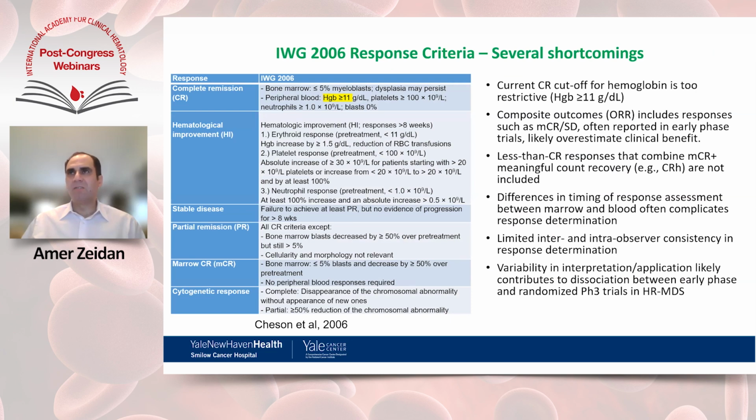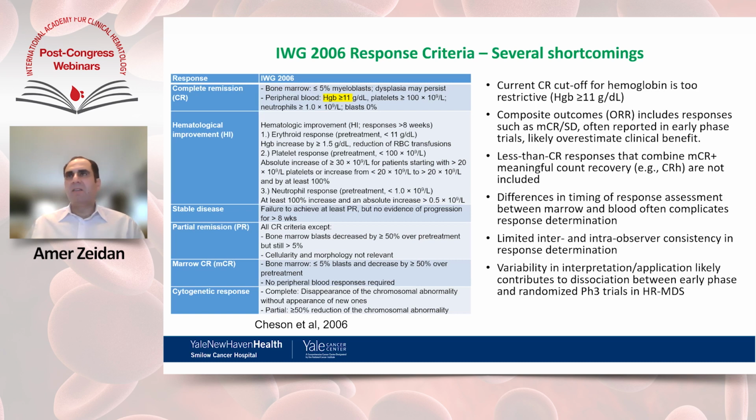There are multiple reasons for that. I think for the reasons of time limitations, I'm not going to go into a lot of this, but I think one important issue in drug development in MDS is that the IWG response criteria has significant limitations. For example, to count as a complete remission, the hemoglobin has to go all the way up to 11, which is very difficult to achieve in many patients, especially with ongoing therapy with myelosuppressive agents.